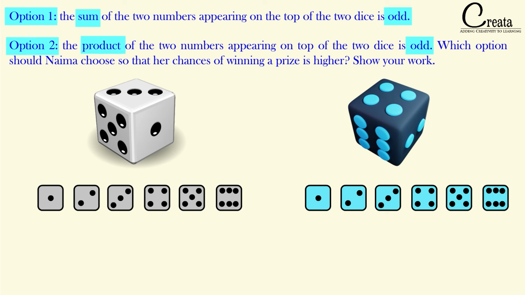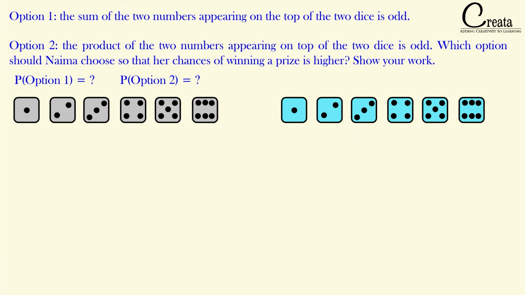And the question is asking which option Naima should choose so that her chances of winning a prize are higher. It means we have to calculate the probability of option 1 and the probability of option 2 and tell which probability is higher. Whichever probability is higher, that option Naima will choose so that the chances of winning the game will be higher. Got it? So let's approach the question.